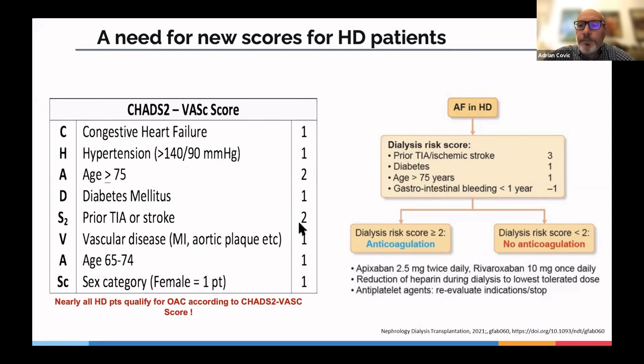So in fact, we need a better score, and I think this is probably one of the leading areas of research which we should undertake. This is one of the proposed changes, and as you can see, there's a higher weight for having a stroke, a prior ischemic stroke, there is a minus one weight for having an intestinal bleed in the last period of time.